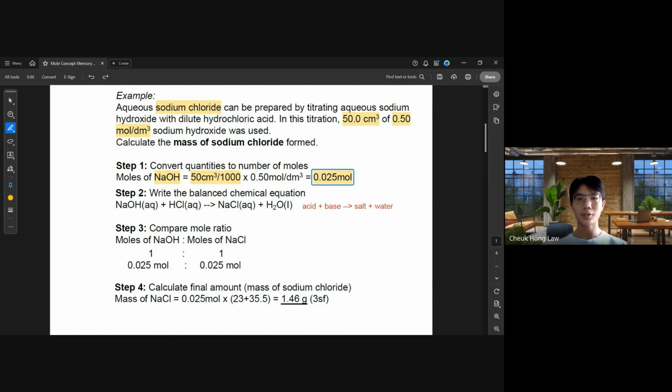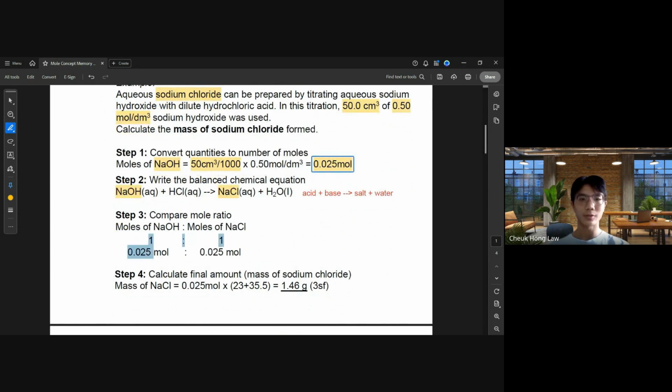And how do I compare the mole ratio? I look at the balanced chemical equation. So we have NaOH here, and we have NaCl. Then we look at the number in front. If there's no number, it means 1. So the mole ratio between NaOH and NaCl is 1:1. This ratio is important because from there we can find the actual number of moles of NaCl, sodium chloride. We know that the actual number of moles of NaOH is 0.025 moles. So if we compare 1 to 1, NaCl moles will also be 0.025. This will be the number of moles of NaCl.